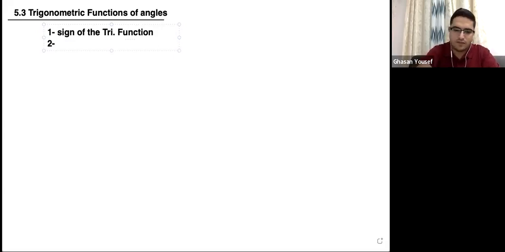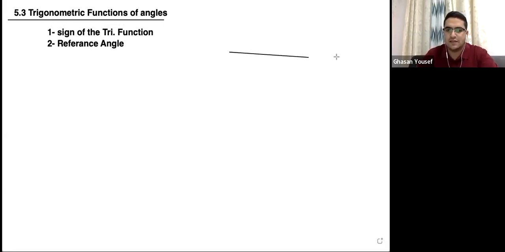Number two is the reference angle. So the two important things to evaluate a trigonometric function at any angle are the sign and the reference angle. The sign depends on the quadrant the angle is in. For the first quadrant, all functions like sine, cosine, and tan are positive.